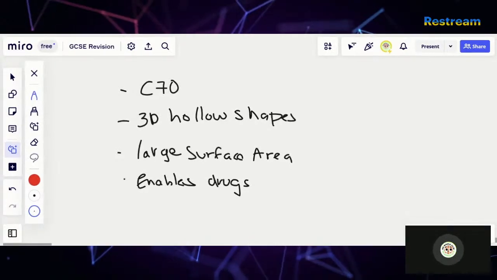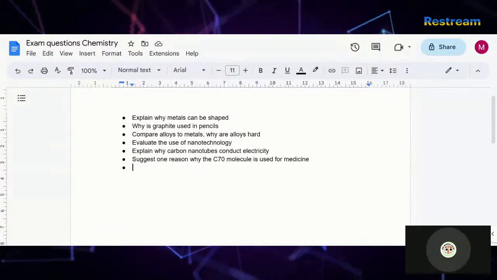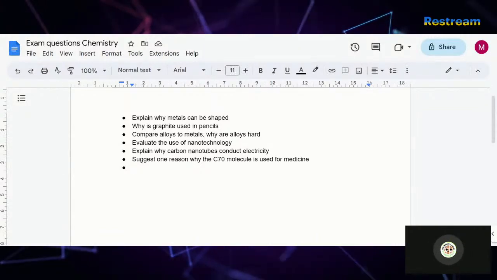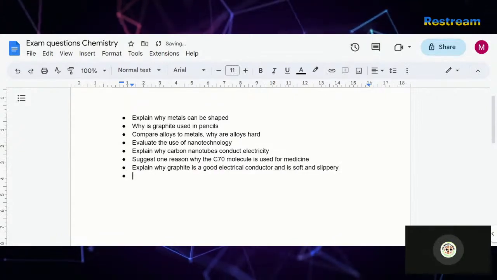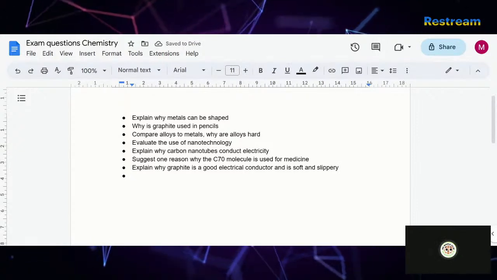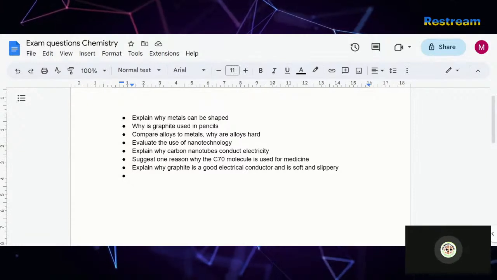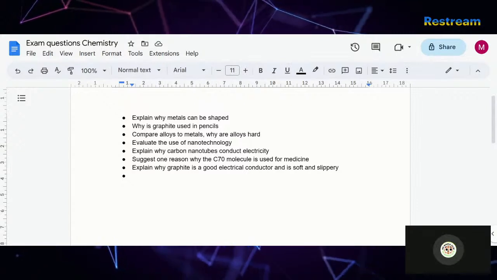Now let's return a bit back to graphite. So explain why graphite is a good electrical conductor and is soft and slippery. Now this would be like a 4 marker or a 6 marker because it's asking you for a lot. It wants to know not only why can graphite conduct electricity, but also some other properties explanations such as why is it soft and why is it slippery.